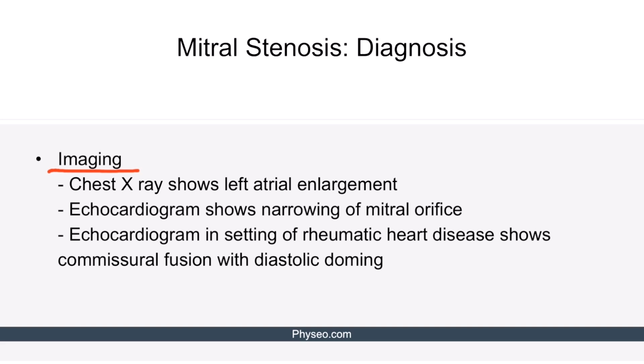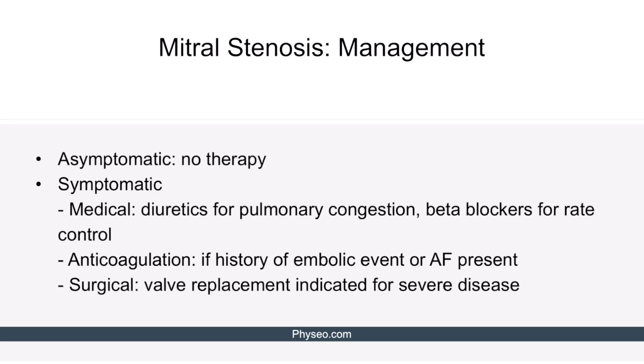A chest X-ray may show left atrial enlargement in chronic cases. Echocardiogram is used to confirm the diagnosis. Echocardiogram would demonstrate narrowing of the mitral orifice. In a setting of rheumatic heart disease, the echo would show commissural fusion resulting in a pattern of diastolic doming, with the leaflet tips pointing toward each other in mid-diastole.